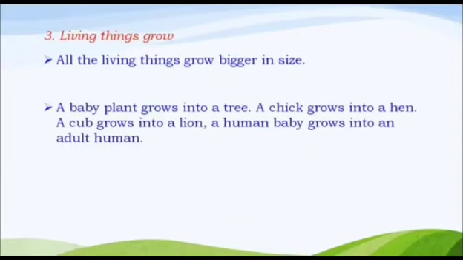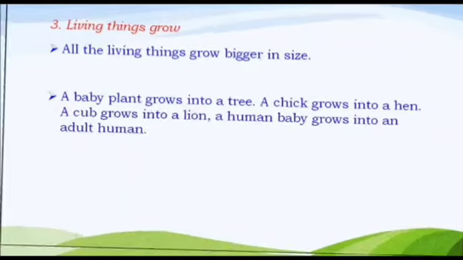Living things grow. All living things grow bigger. A baby plant grows into a tree, a chick grows into a hen, a cub grows into a lion, a human baby grows into an adult human. So living things grow, but non-living things do not grow.